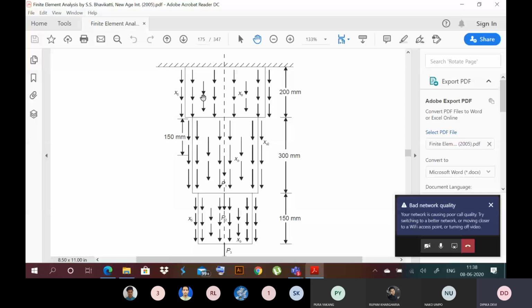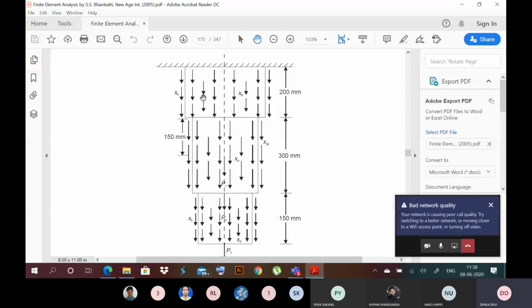Similarly, it is subjected to point loads. At the bottom part we have P3, then here we have P2, then here we have P1. So there are some point loads applied to the bar, along with body force and surface traction. The first part is 100, the second part is 300, and the third part is 150 mm. I think the point load is at the middle.